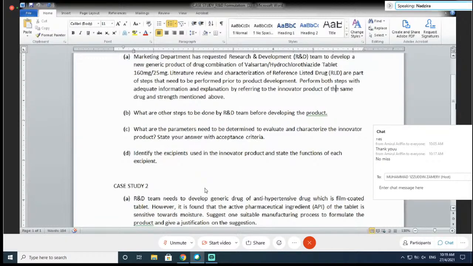And also you identify the excipients used in the innovator. So you need to know the innovator first, then after the innovator, you have to find the excipients. What are the excipients used for the product, for the dosage form, for the strength, and you have to state the function for each excipient.